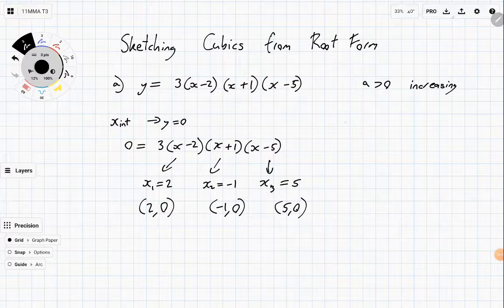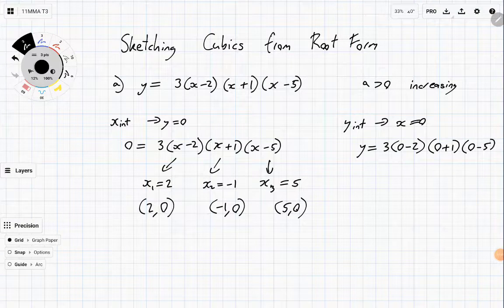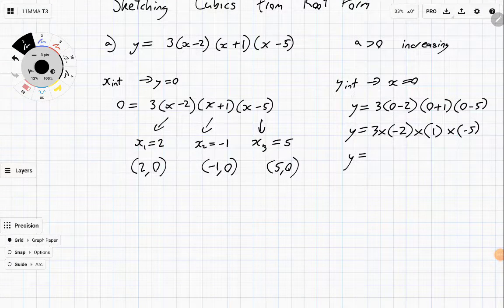Alrighty, so then all we need to know is the y-intercept. And for that, we're going to need to set x equal to 0. So we get y is equal to 3, 0 minus 2, 0 plus 1, 0 minus 5. Bunch of multiplication, we get 3 times negative 2 times 1 times negative 5. We've got 2 negatives, so they're going to cancel. So we get 3 times 2, 6 times 1, 6, 6 times 5, 30. And so we get 0, 30 as our y-intercept.